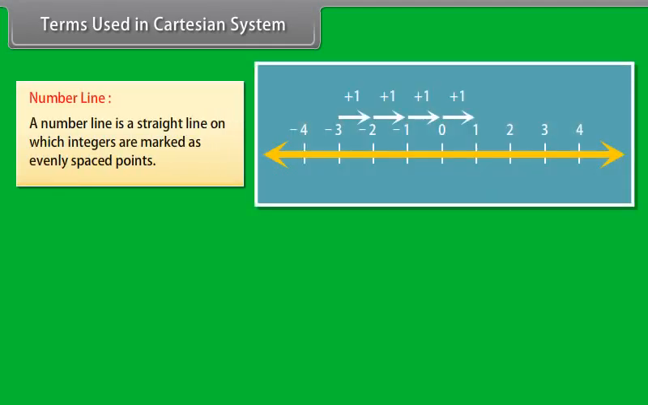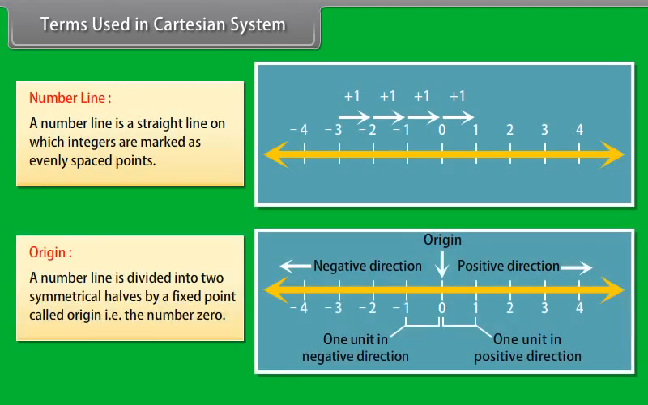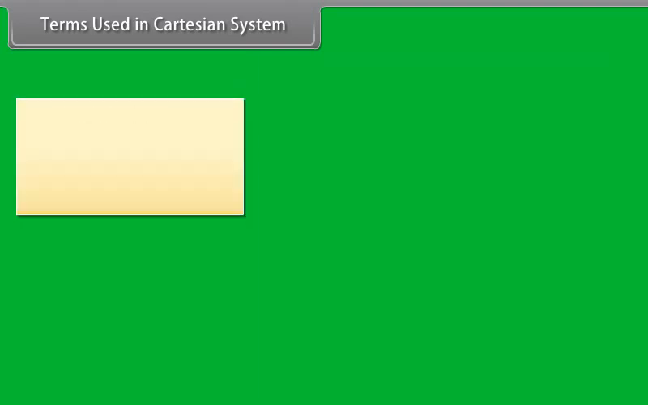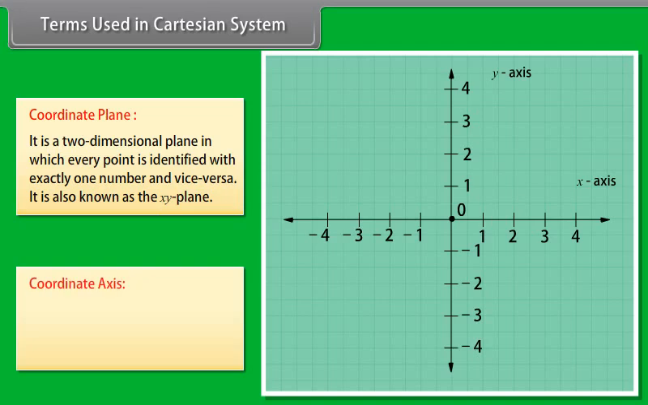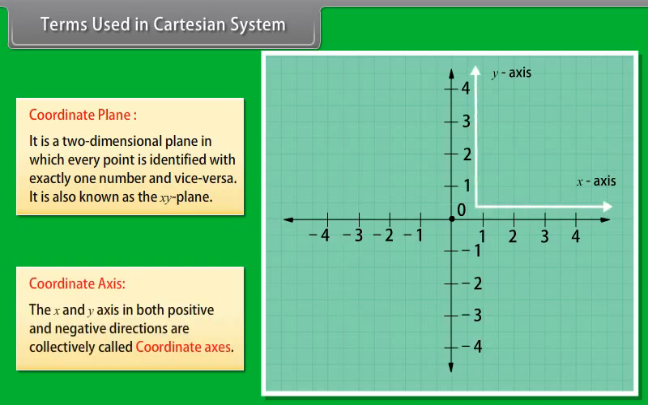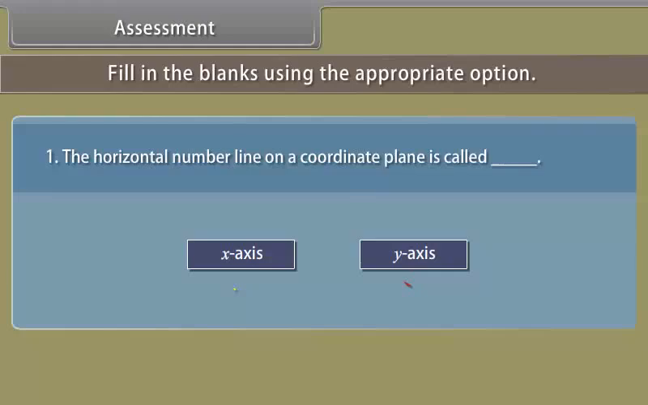A number line is a straight line on which integers are marked as evenly spaced points. Origin. A number line is divided into two symmetrical halves by a fixed point called the origin, that is, the number zero. Coordinate plane. It is a two-dimensional plane in which every point is identified with exactly one number and vice versa. It is also known as the XY plane. Coordinate axis. The X and Y axes in both positive and negative directions are collectively called coordinate axes.